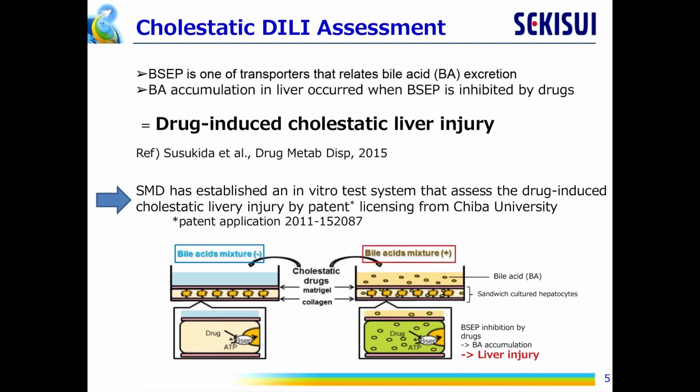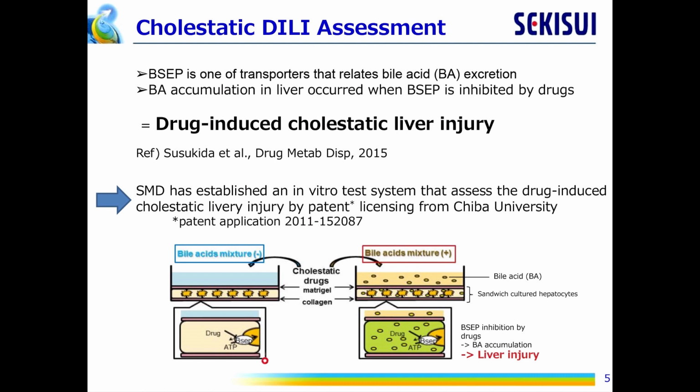The assay we offer is patent licensed from Chiba University. We use sandwich cultured hepatocytes because monoculture doesn't have bile canaliculi-like structure to enable the function of bile acid excretion. We also qualify the lot of hepatocytes that we get from SEKISUI, genotyped for adequate BSEP activity before we use them in this assay. So we know they will show excretion of bile acids if the BSEP is not inhibited.